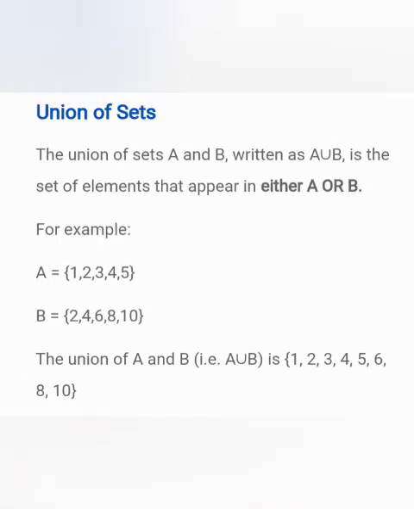Next, union of sets. When two sets unite, the members of both sets A and B are included. That means 1 to 5, then 6, 8, 10. The common elements will be included only once, and the rest of all the elements of A and B will be there in the union. It unites the sets.